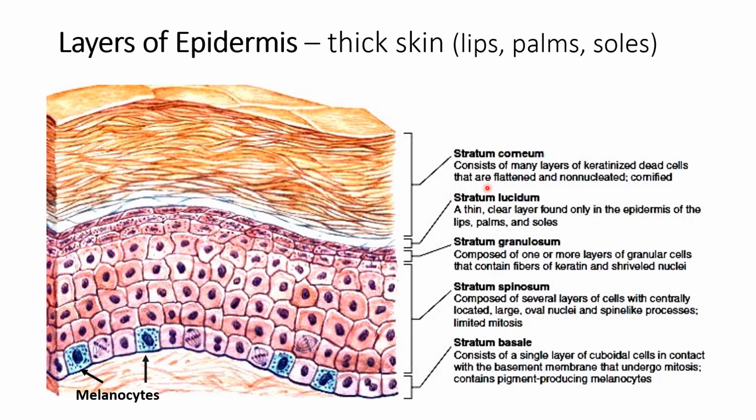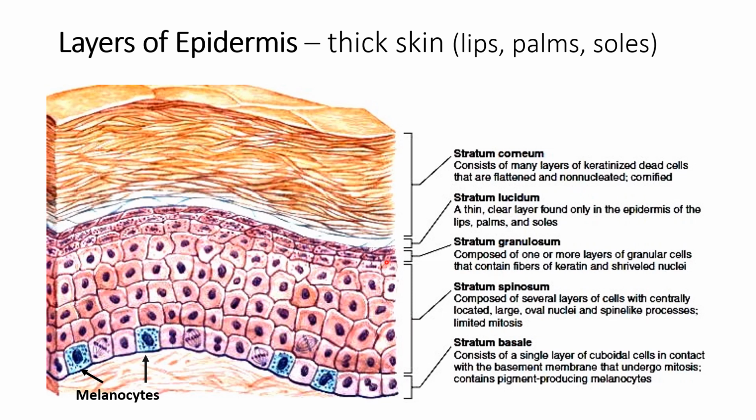On some areas of the body, primarily lips, palms, and soles, okay, you have what's called a stratum lucidum, which is where the cells have lost their nuclei, but they haven't completely developed the keratin level. And so if you look on a microscope slide, you might see this layer if you happen to have the right slice from the right place in the body.